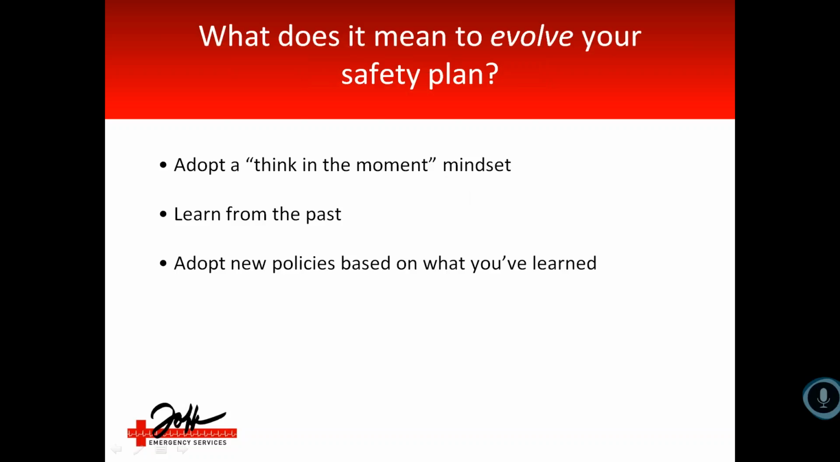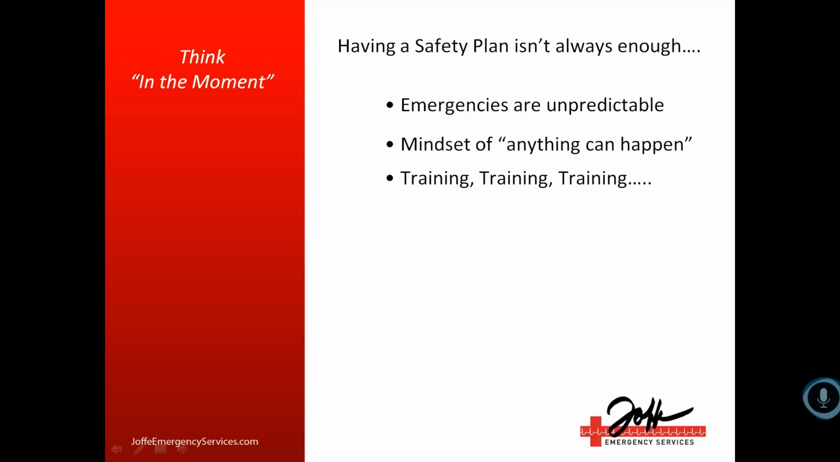So what does it mean to evolve your safety plan? We want you to adopt a think-in-the-moment kind of mindset. We'll talk about each of these in just a second. It's good to learn from the past, and then from there you need to adopt new policies based on what we've learned. So that think-in-the-moment mindset: sometimes having a safety plan just isn't always enough. Emergencies are unpredictable. You need to have that mindset of anything can happen, and you have to train your staff and faculty.